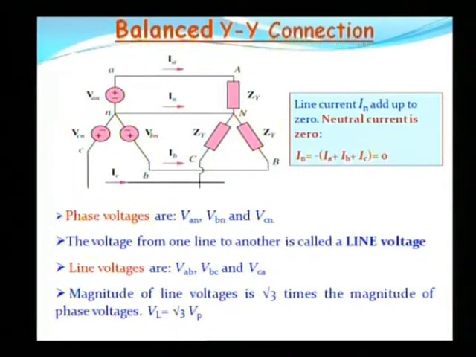The magnitude of the line voltage is root 3 times the magnitude of the phase voltage. This is an important phenomenon that we have to mention: VL equals root 3 VP. Again, the line voltage is root 3 times higher than the phase voltage, that is VP.